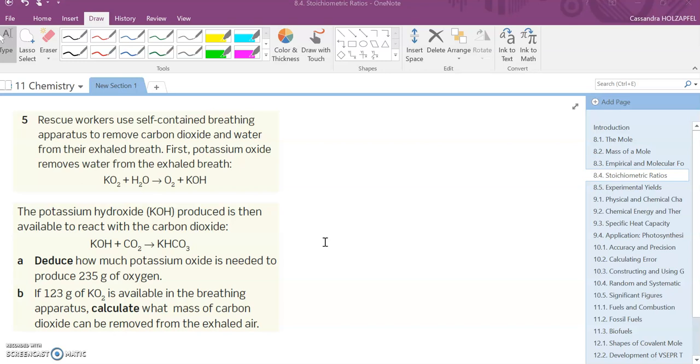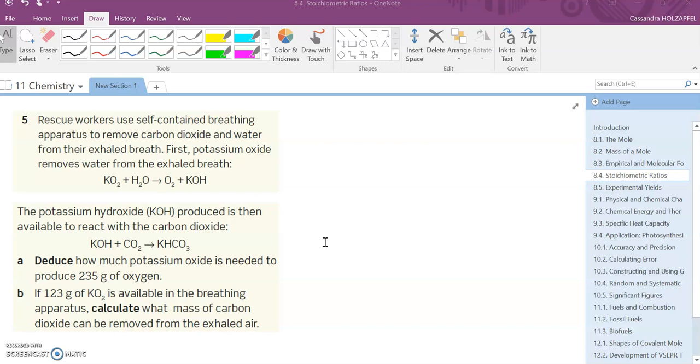So let's just quickly check that this reaction is balanced. I've got 2 potassiums, 1 on each side. I've got 3 oxygens on each side, and I've only got 1 hydrogen. Okay, I think we need to balance this reaction first, and then the potassium hydroxide produced is then available to react with the carbon dioxide. Deduce how much potassium oxide is needed to produce 235 grams of oxygen, and then if 123 grams of KO2 is available, calculate the mass of carbon dioxide.